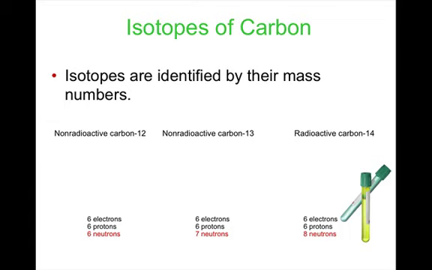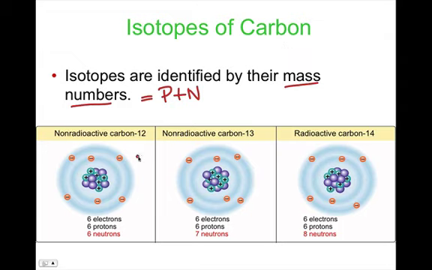So if we're talking about an isotope of carbon, and carbon is one of the elements that we refer to all of the time in biology because all living things are made of carbon, isotopes are identified by their mass number. Remember, their mass number equals protons plus neutrons. So here are three different isotopes of carbon. We have carbon 12, which is the carbon that we're most familiar with when we're working in chemistry. It's not radioactive. Carbon 13, non-radioactive, and carbon 14, radioactive.